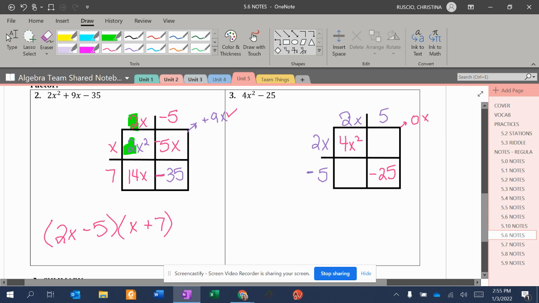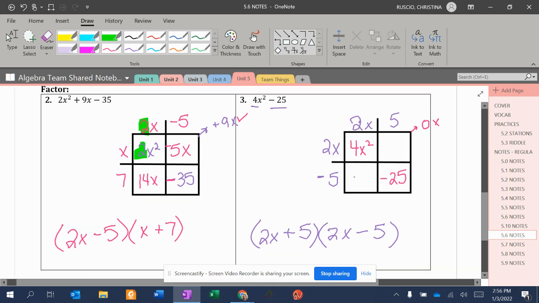So let's check this. Because this was a binomial, we're going to use a special trick that we remembered, where we have 2x times 2x, 5 times 5, one of them is positive and the other one is negative. Let's see how this works in the box to make sure that it's true. So that's negative 10x, that's positive 10x, that equals 0.